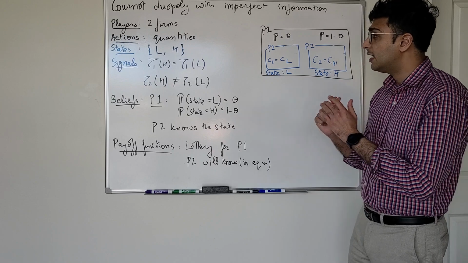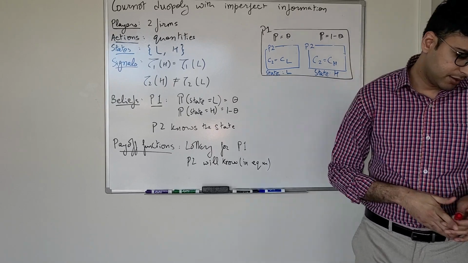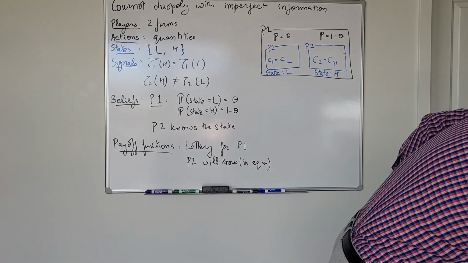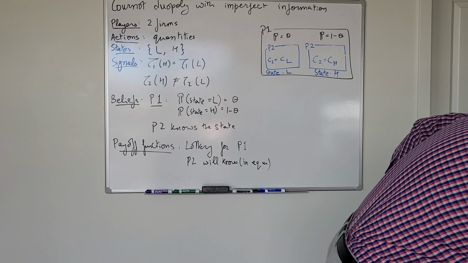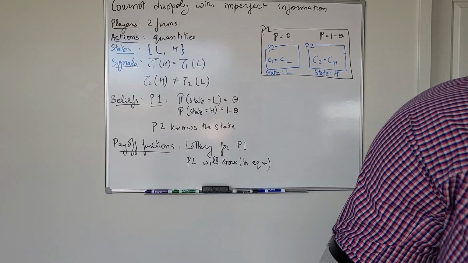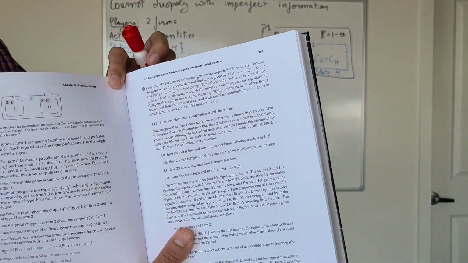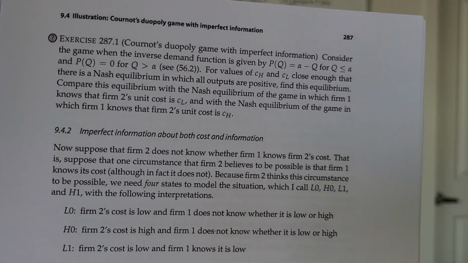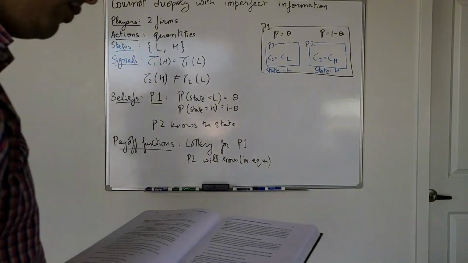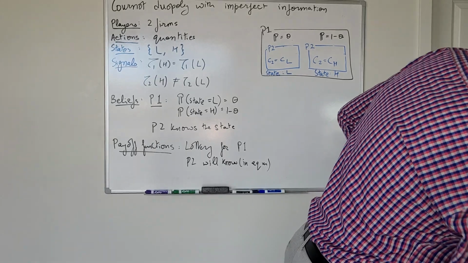Okay, so what we'll do next is actually a question in your book. It's exercise 287.1 from the text. Let's see if you can see this. 287.1 from the text. And we're just going to solve that on the board next. All right, see you.